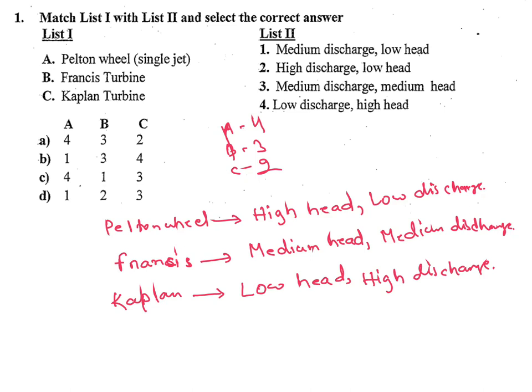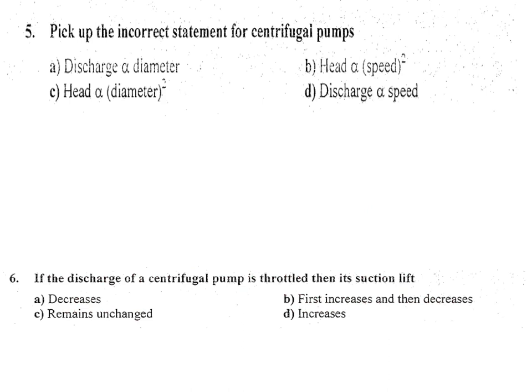Pick up the incorrect statement for centrifugal pump. A, discharge is proportional to diameter; B, head is proportional to speed square; C, head is proportional to diameter square; and D, discharge is proportional to speed. For pumps, we know power, head and discharge Q: see D cube, D square, and D to the power 5. So discharge is proportional to diameter cube. So A is not possible. Head is proportional to speed square, we'll check that. Head is proportional to diameter square. This is correct.